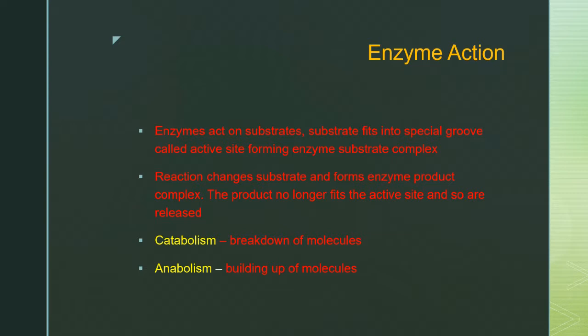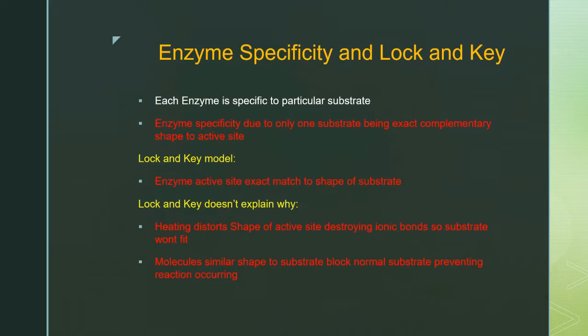Enzyme action, so this is moving on a bit more in depth, is when enzymes will act on a substrate, and the substrate will fit into the special groove, and this is called an active site, and this will eventually form the enzyme substrate complex. A reaction will change the substrate and form an enzyme product complex, and then when the product no longer fits the active site, it is released. Catabolism is a breakdown of molecules, and anabolism is a building up of molecules.